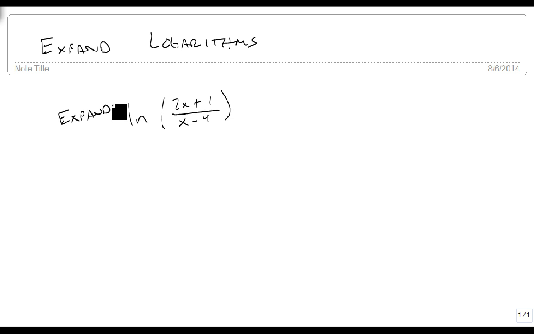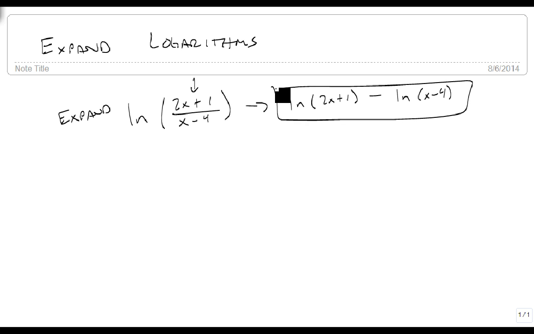So when we expand, that means that we don't want any multiplication or division that we can't help inside of the logarithm, and we want as many logarithms as it takes to do that. So we start with this division underneath. That means this turns into a 2x + 1 and an x - 4. And since the x - 4 came from the division, it's going to be a subtraction between them. And this is now fully expanded.